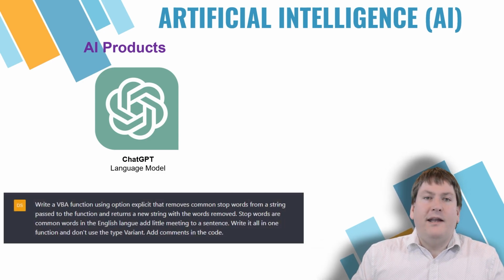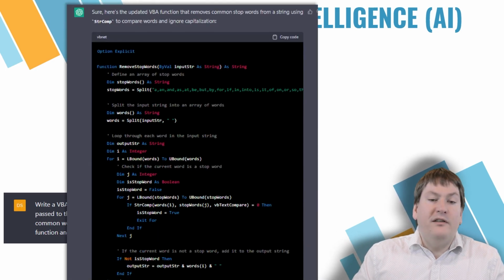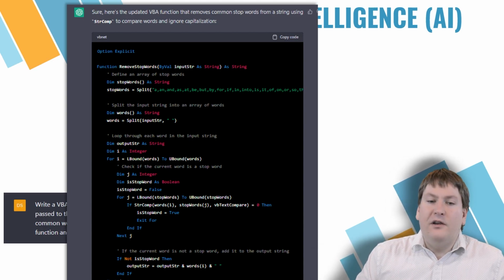So for example, we might give a plain English prompt like write a VBA function using option explicit that removes common stop words from a string passed to a function and returns a new string with the words removed. Stop words are common words in English language that add little meaning to a sentence. Write it all in one function. Don't use type variant. Add comments in the code. So you don't have to understand what that means, but it's basically asking for some code to be written in Visual Basic. And the AI would spit out a function that actually works. It would even figure out what some common words are to use as stop words and remove it from a string.